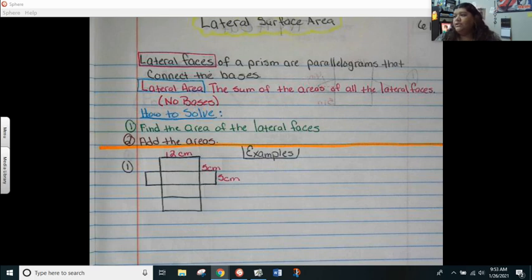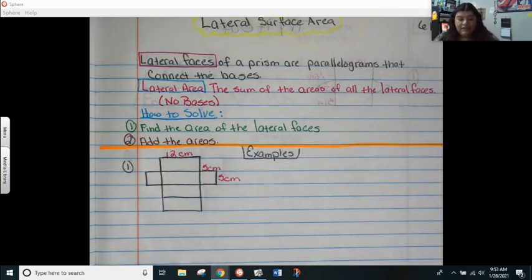All right, so you should be done copying it down. So let's go over the definitions. Lateral faces. I kind of mentioned this yesterday when we did the total surface area. Lateral faces of a prism are parallelograms that connect the bases. So your lateral faces are these, okay? Top and bottom of your bases, and the lateral faces are the ones that connect the top to the bottom, okay? So they're the rectangles that go around.